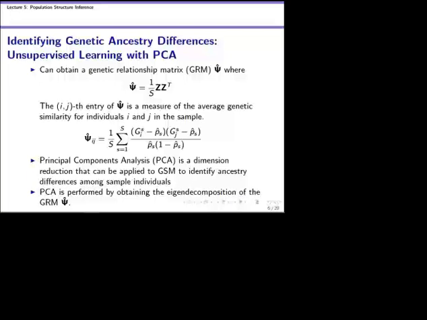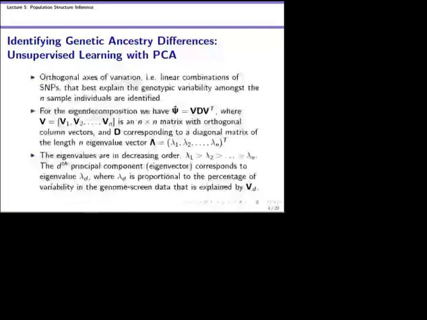Okay. So the idea is, once you have this genetic relationship matrix, this genetic correlation matrix, you just do principal components analysis on it. So this is our matrix, you just do PCA. So what is PCA? It's just singular value decomposition. The orthogonal axes of variation that best explain the genotypic variability amongst the samples are identified. So you just do an eigen decomposition or singular value decomposition of this matrix.